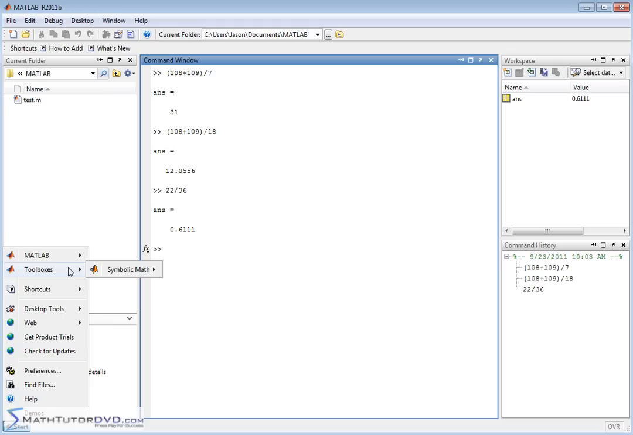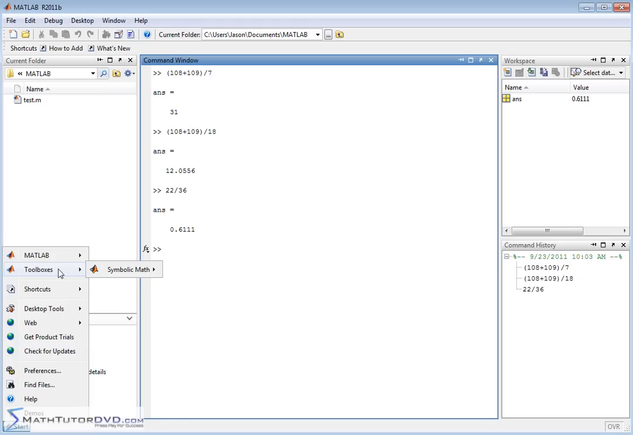Now I'll take a minute to tell you, there are tons of additional toolboxes that you can purchase for MATLAB, and again, if you're a student, you probably have quite a few of them already. There is a statistical analysis toolbox that gives you extra commands with statistics. There is a communications toolbox that gives you extra commands if you're dealing in communications theory. There is a control systems toolbox that gives you extra commands if you're doing a lot of control system work.